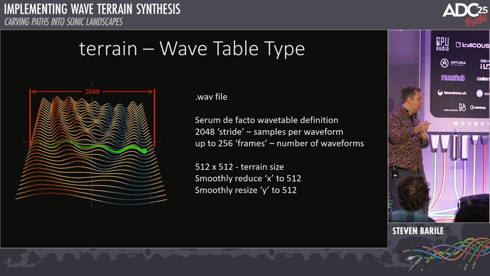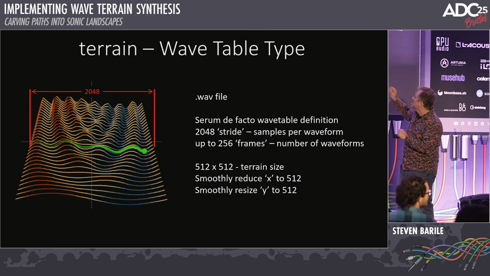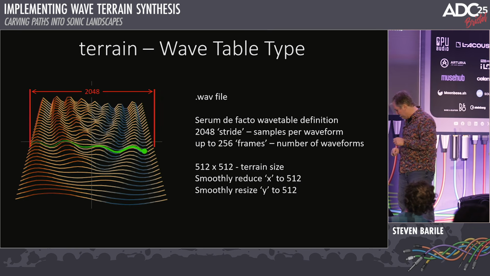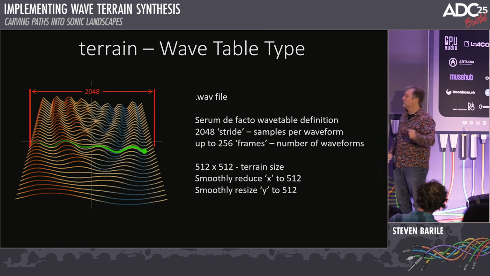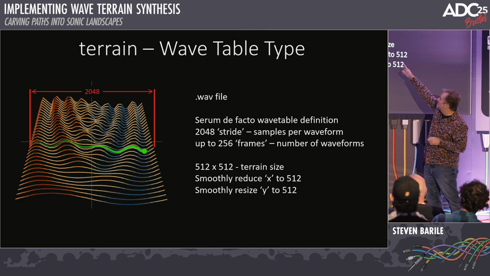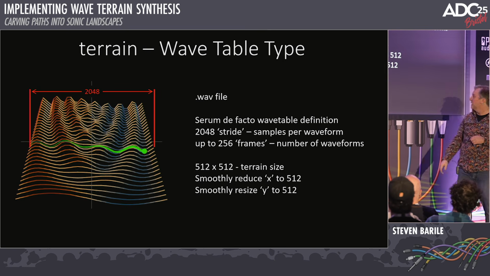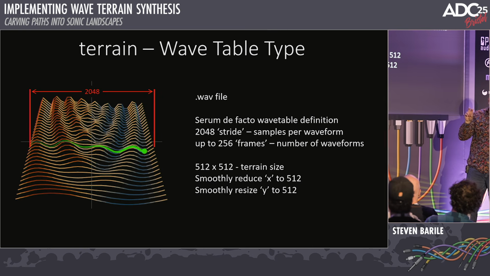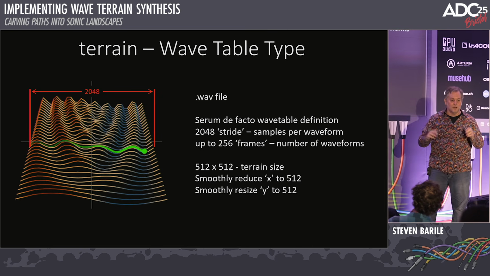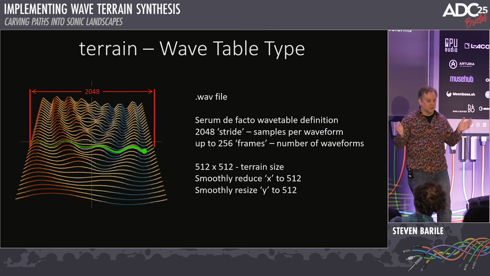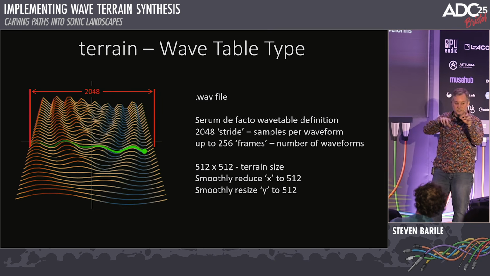Perfect. I'm going to come to that. In fact, right now I'm going to come to that. Good question. So our internal representation, the train size, is 512 by 512. And I do understand that 2048 is kind of the common Serum format. So yes, we do have a reduction. So let me just start at the top.